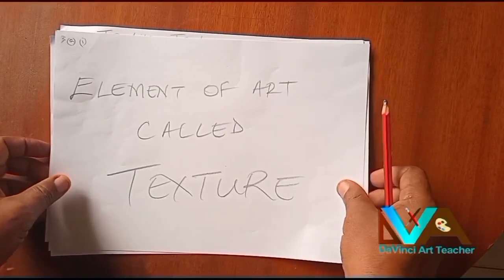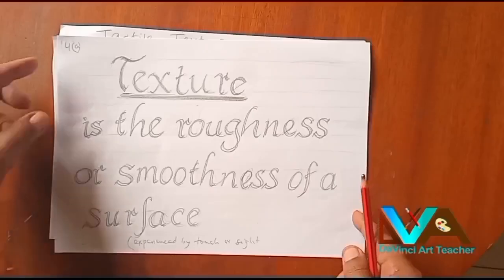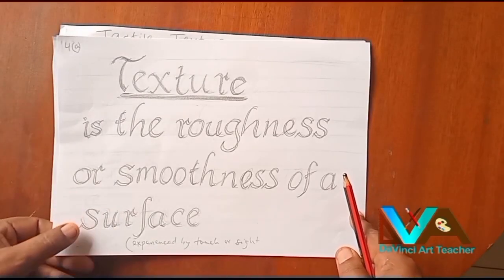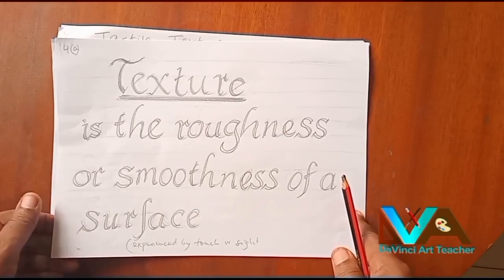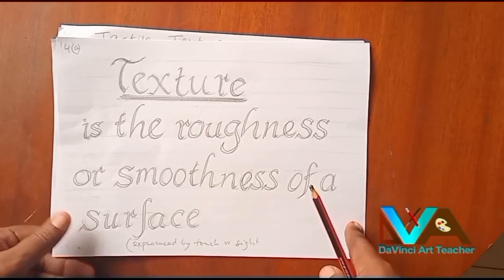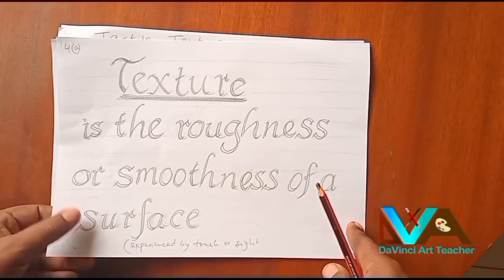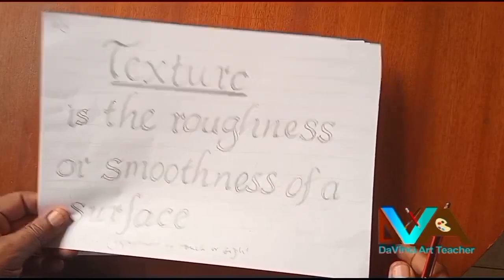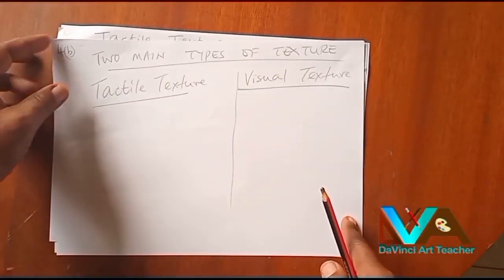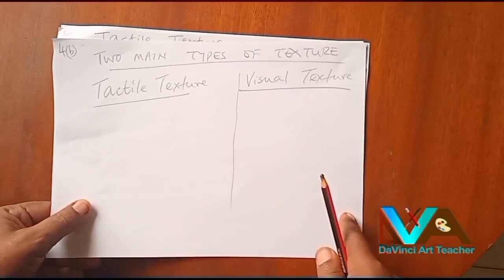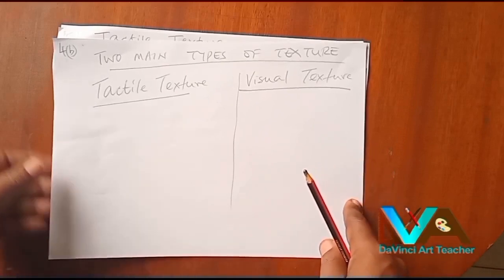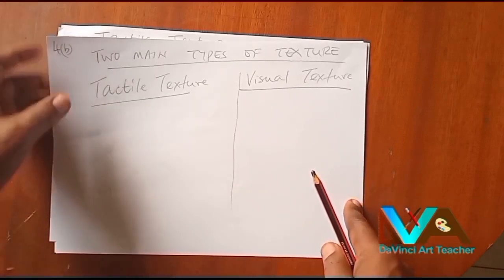Today we shall learn about an element of art called texture. Now, what is texture? Texture is the roughness or smoothness of a surface. It can be experienced by touch or by sight. There are two main types of texture. We have got the tactile texture and the visual texture.